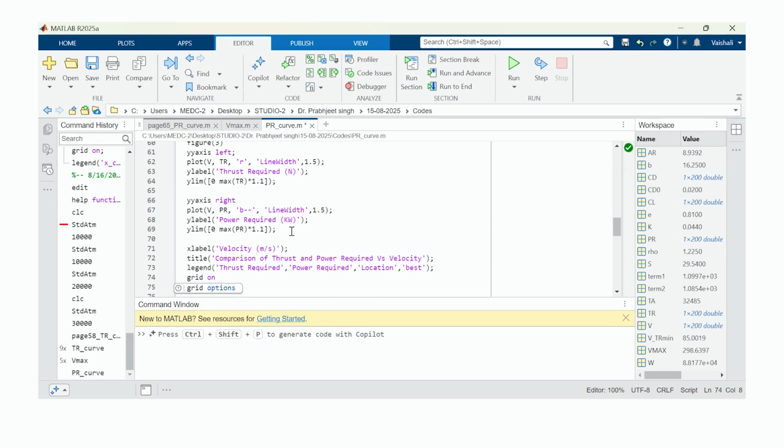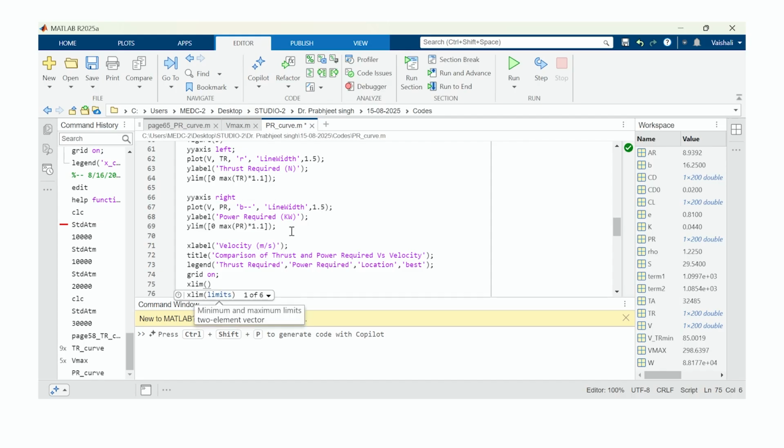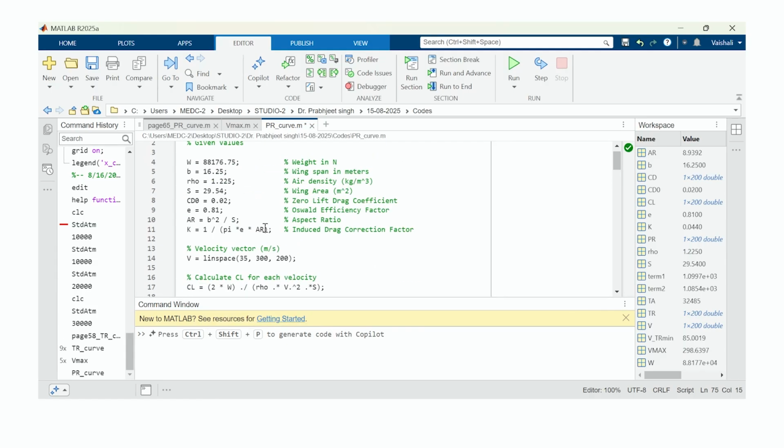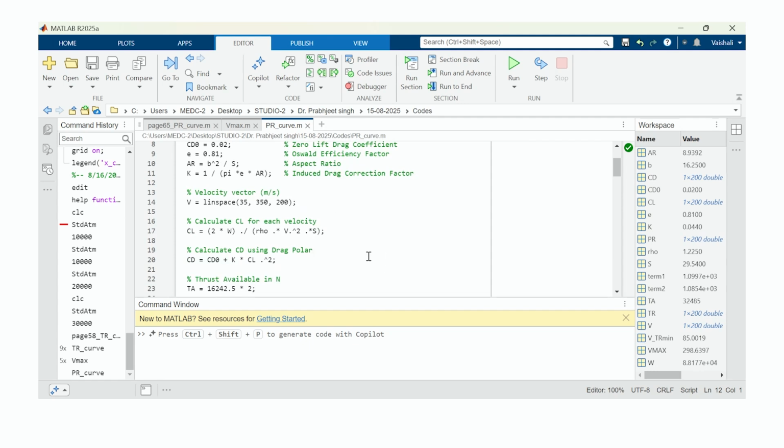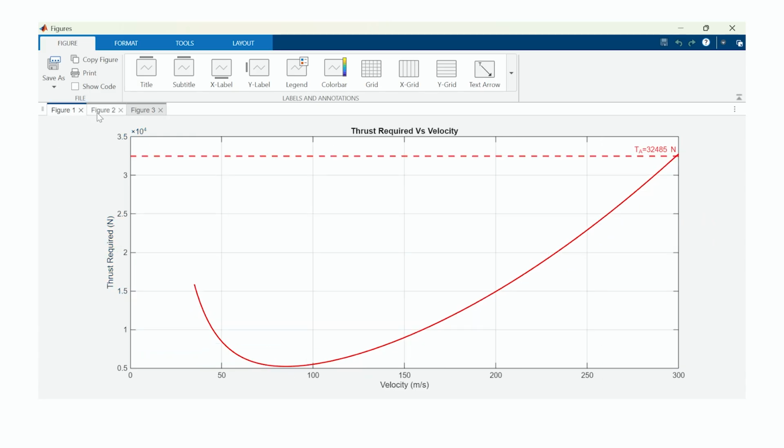Grid on, and let me define x limit here as well. So 0 to, let me write 350. So let us see. Okay, let me also write here maybe 350. Okay, Control S, and let me run this code. Okay. All right. So this figure 1 and figure 2 we had already seen.